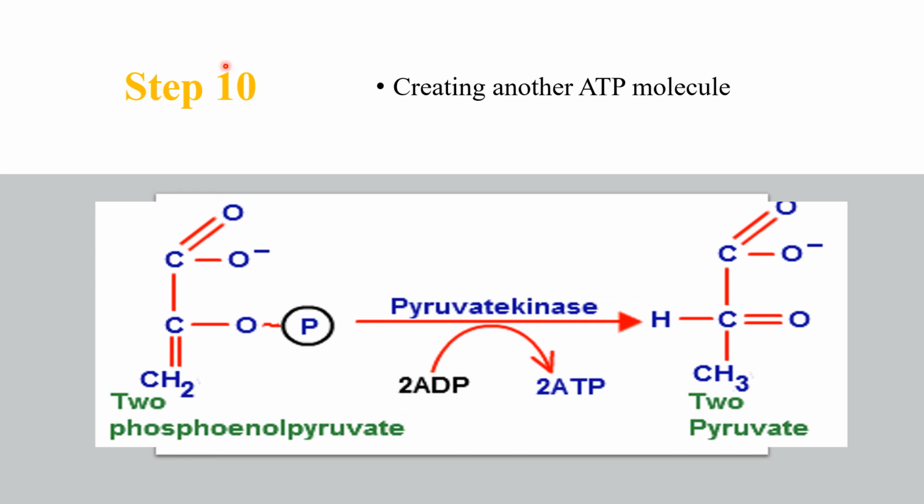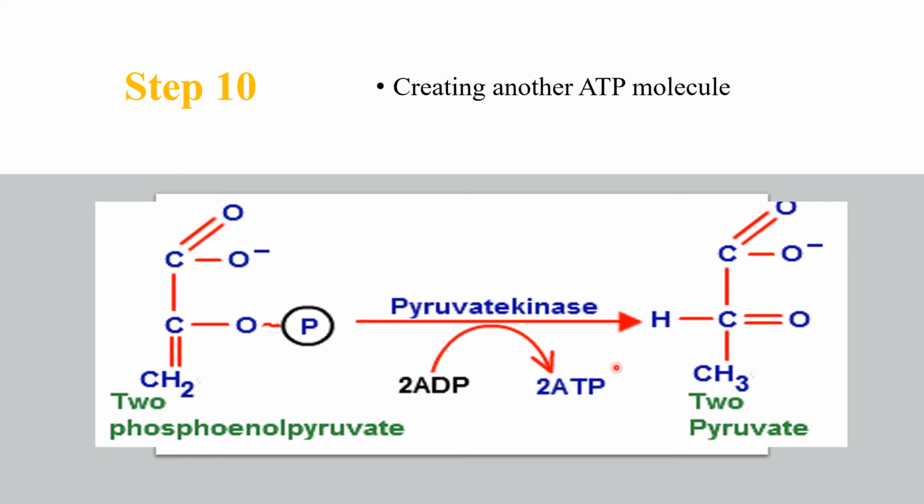So in the final stage, we take this molecule here that is high in energy, so it contains very active bonds, and that makes it a very good molecule that transfers that phosphoryl group onto an ADP molecule in the presence of pyruvate kinase and forms a pyruvate molecule and an ATP molecule. And because this process takes place twice, we form two ATP molecules here, and we already formed two before, so a total of four ATP molecules.